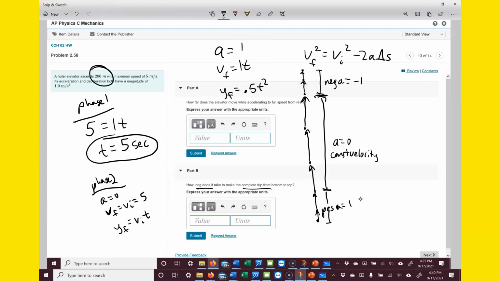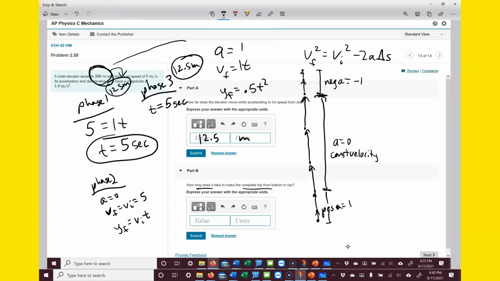All right. What did we answer in part A? 12.5, right? The answer to this was 12.5 meters. That's going to help me, because phase 3, we also know, is going to be the exact same thing as phase 1. If it took 5 seconds to accelerate from rest to 5 meters per second with an acceleration of 1 meter per second squared, then if the acceleration is -1 meter per second squared and I'm changing my velocity from +5 back down to 0, it's going to take the same amount of time. That's also going to be 5 seconds. This took 12.5 meters to happen. This is also going to take 12.5 meters, which means phase 2 is going to be 200 meters minus these two. So it's actually going to be 175 meters.